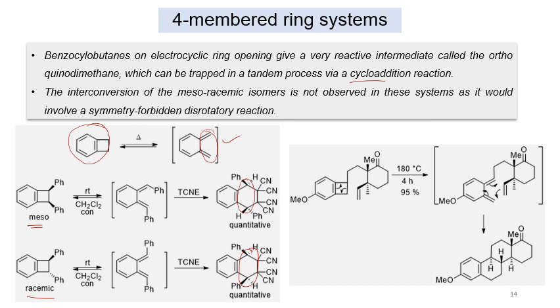Another example of the formation of the orthoquinone dimethane, in this particular case, this is forming a very reactive orthoquinone dimethane, which is now trapped by this substituent in a 4+2 cycloaddition, giving you specifically this particular isomer. We'll see why this isomer generates when we study the cycloaddition processes.